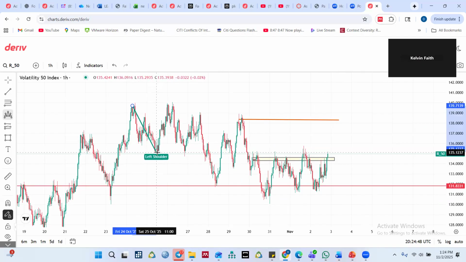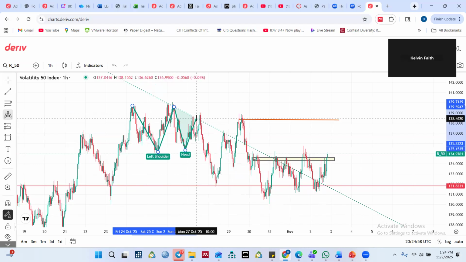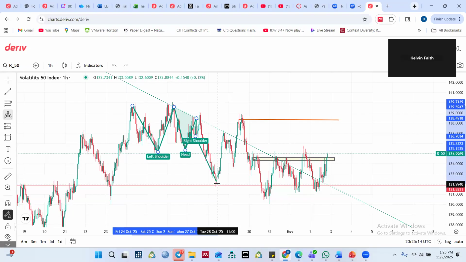This is a low, a high, a lower high. Price was supposed to move up. It gave us a right shoulder here. Going up, price dropped and swept both the right shoulder, the head, and the left shoulder to the downside. This head and shoulder pattern failed.